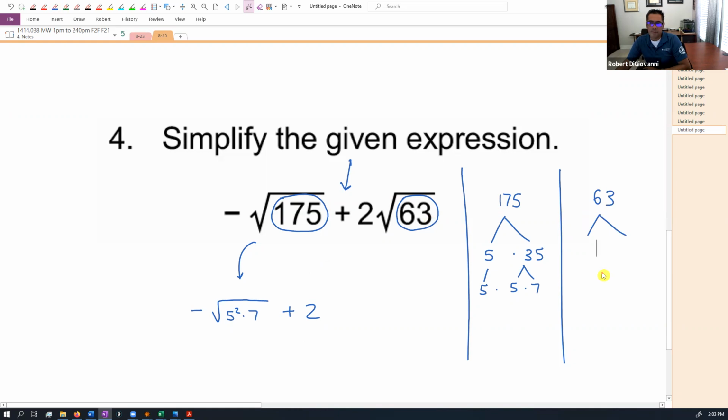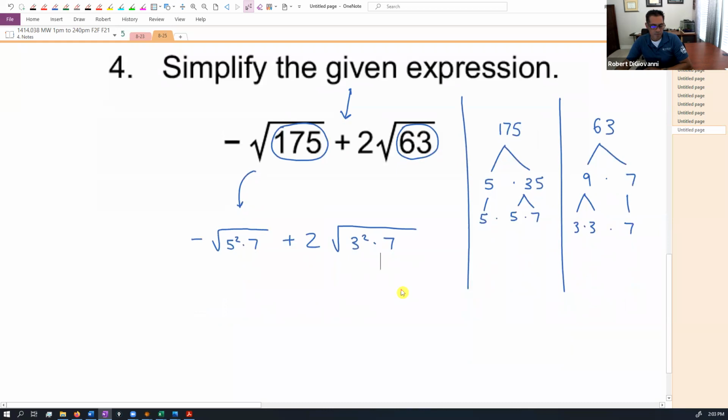How can you break down 63? Not 9 and 7, right? 9 and 7. And of course, 9 is 3 squared. And so this breaks down to be 3 squared times 7, like that. Now, again, I'm going to show more detail than I necessarily need to here. This is square root of 5 squared times square root of 7 plus 2 square root of 3 squared times square root of 7. So I'm splitting this into 2 roots, splitting this one into 2 roots. And this gives me -5 root 7 plus, what is this going to be?